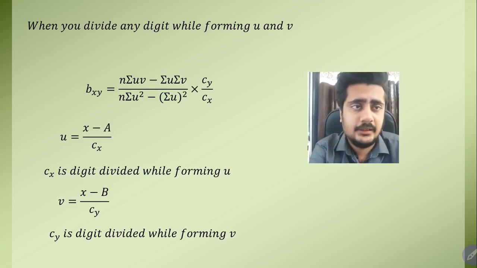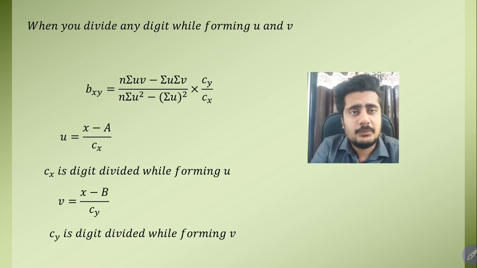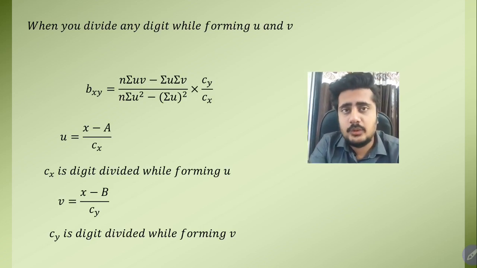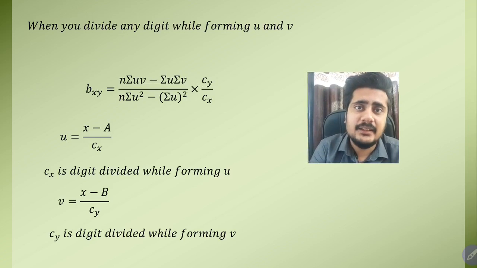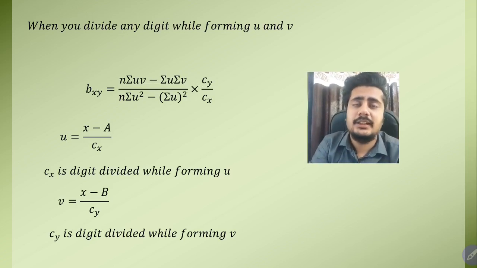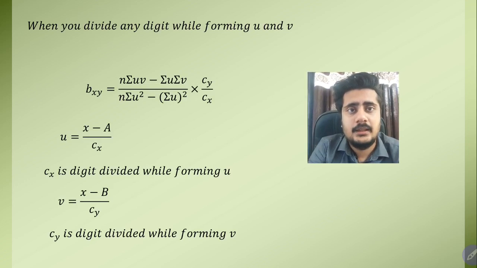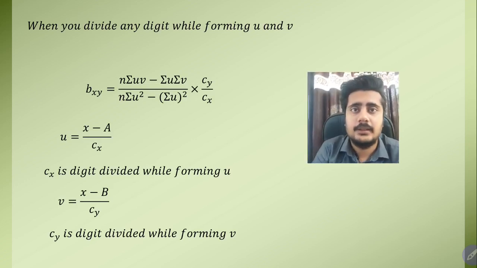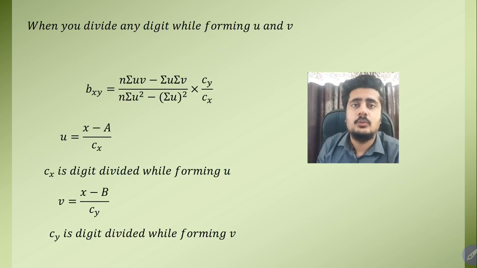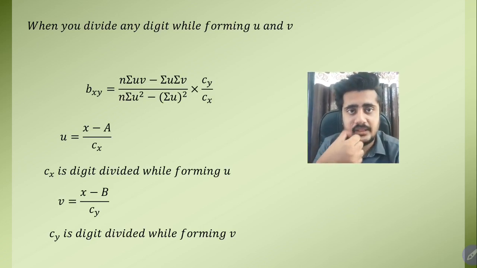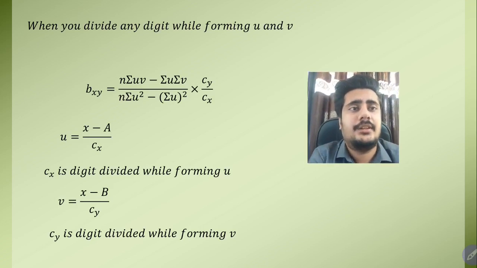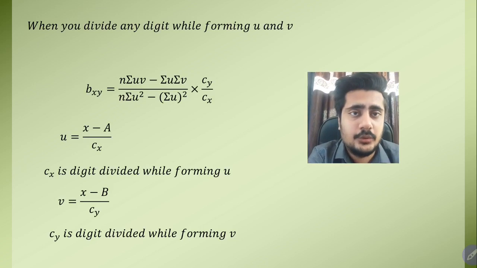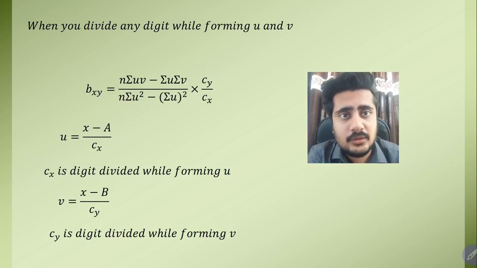Let's continue. We are in chapter number 3, and when you are doing the shortcut formula, especially when you are dividing the digit. When you find u, it's not always that you subtract the number. Sometimes you need to divide the number. Say for example, all the digits are 100, 200, 300, 400, 500, 600, 700. To reduce those digits, you have to divide by 100. So that is my topic.